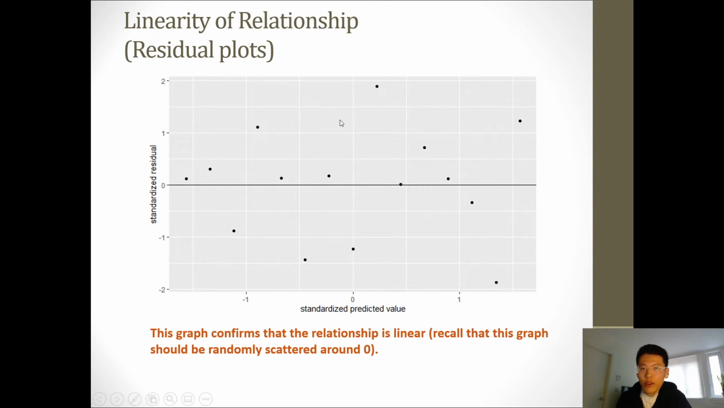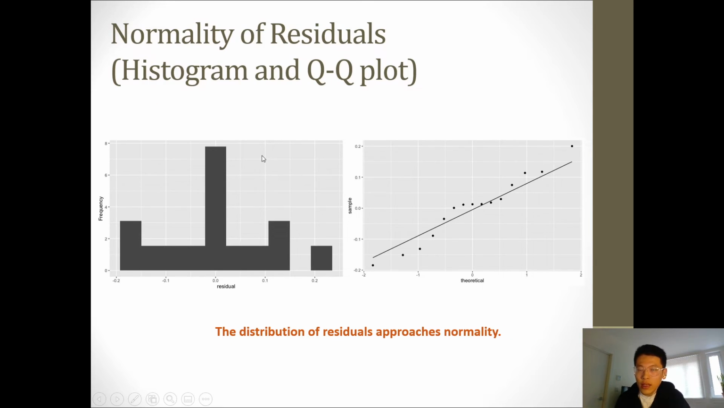This represents that we have a linear relationship between the x and y. Next, for the normality of residuals, as you can see here, we approach normality of residuals. So the distribution approaches normal. Right here, you can also see we have a little bit of violations, but those are actually kind of small. So pretty much we're okay for the normality assumption.